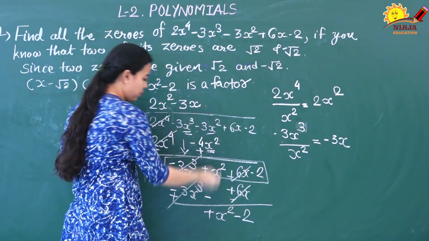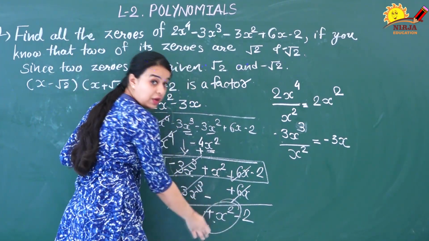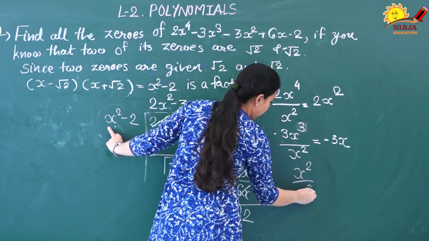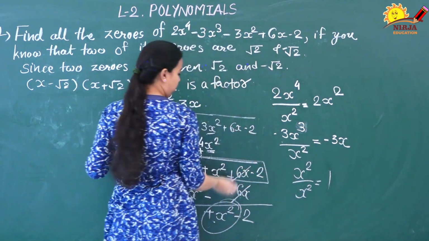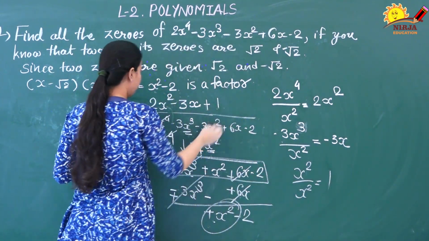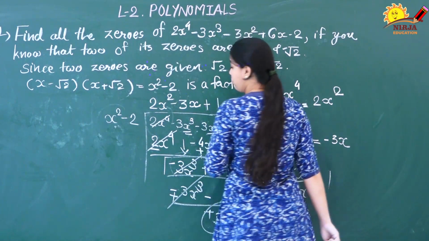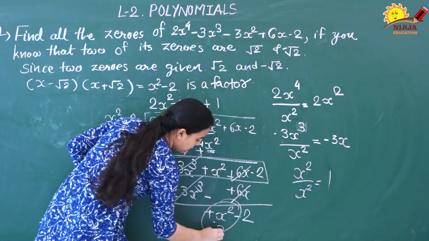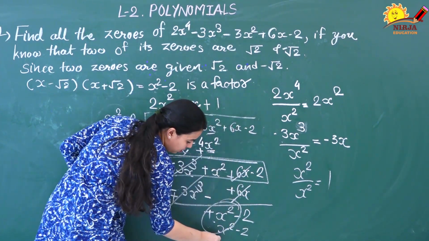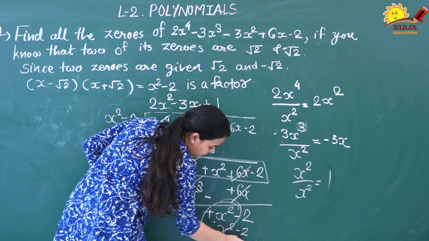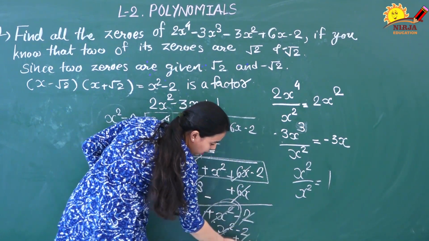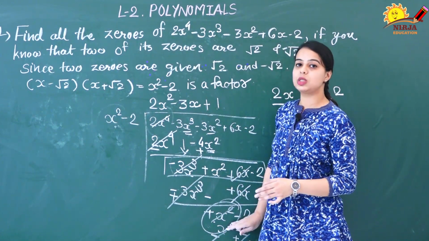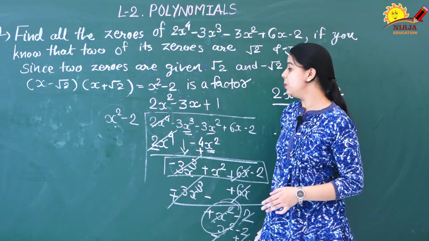Now let's divide the highest degree term of the new dividend by the highest degree term of the divisor: x square upon x square, which is 1. So the next term of the quotient is 1. If we multiply 1 by x square minus 2, it becomes x square minus 2. Subtracting x square minus 2, minus becomes plus, so here we get the remainder as 0. We need to stop our division because we got r(x) equal to 0.